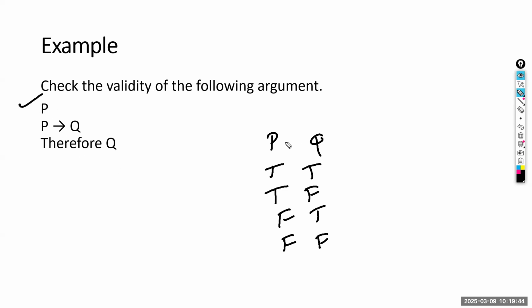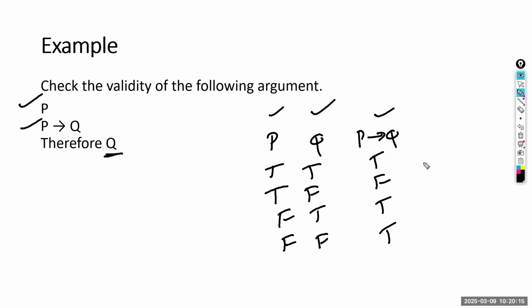So P is already there. Then I will build P implies Q. So this is the normal P implies Q truth table I build. True, true is true. True, false is false. False, true is true. False, false is true. Right, now I have P implies Q. Q is already there. So now I'm done with the truth table.